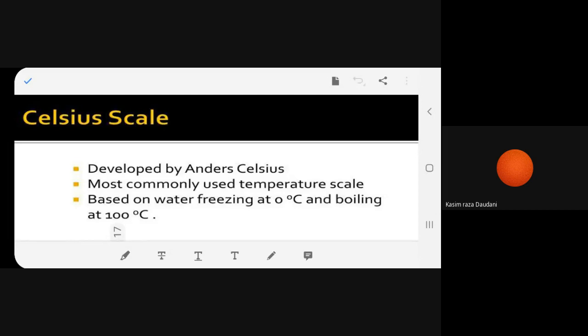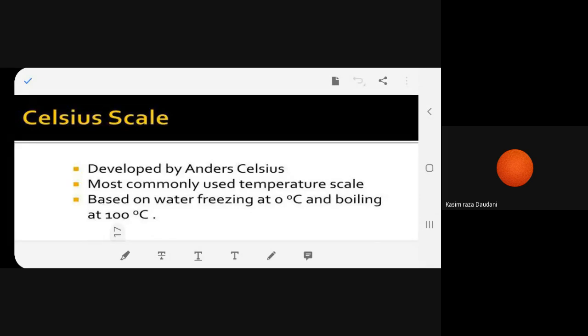Thank you. Now we come to the Celsius scale. It was made by Anders Celsius. It is a very common scale that we are using these days. Water freezing at 0 degrees Celsius has been taken into consideration along with the boiling temperature, that is 100 degrees Celsius.